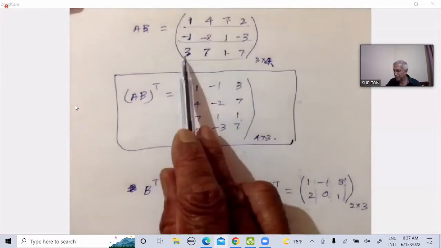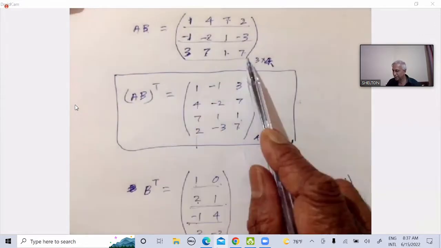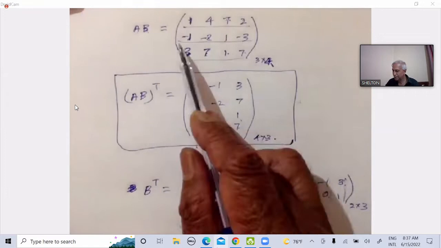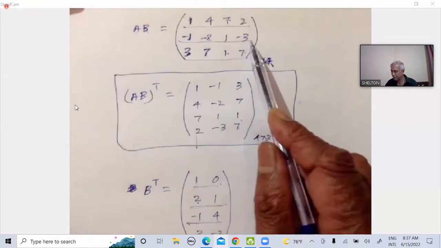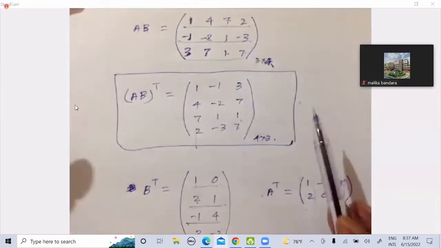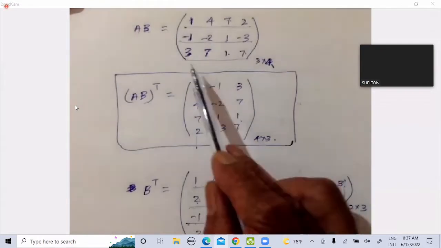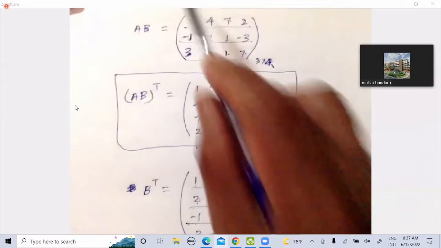AB is this. Did I make a mistake here? AB is correct.